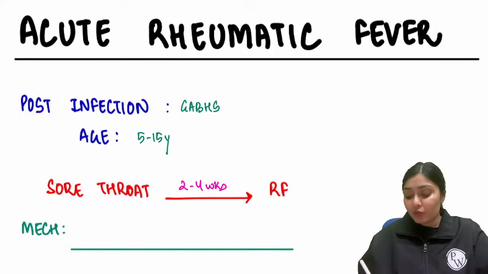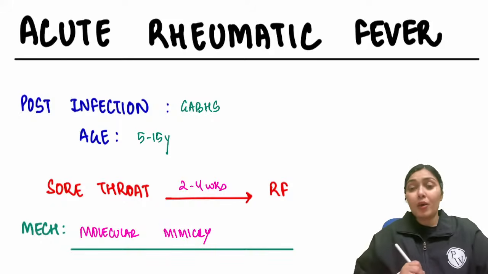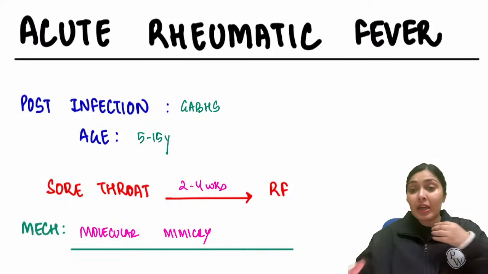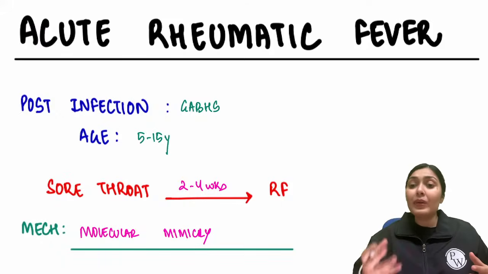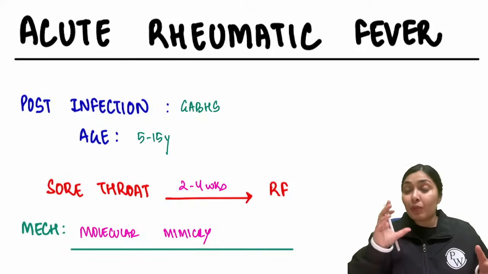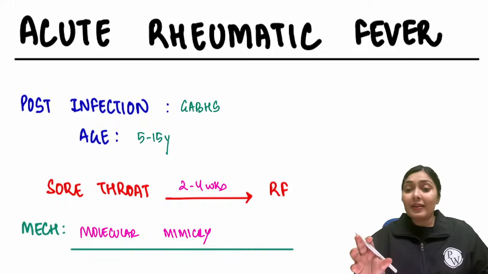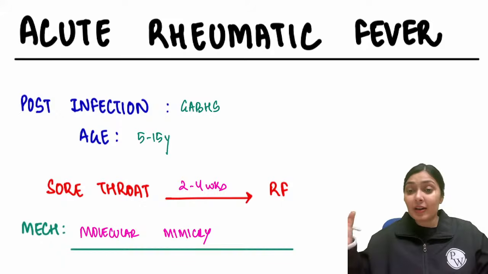What is the mechanism over here? The mechanism is nothing but molecular mimicry. Molecular mimicry. What is this molecular mimicry? So when the sore throat happened, the infection happened, the body of the child produced some antibodies. These antibodies were meant to kill that infection. But because of the similarity, because of the molecular mimicry of some antigens of that bacteria and the cardiac antigens, my body's antibodies are going to attack now my heart, right?